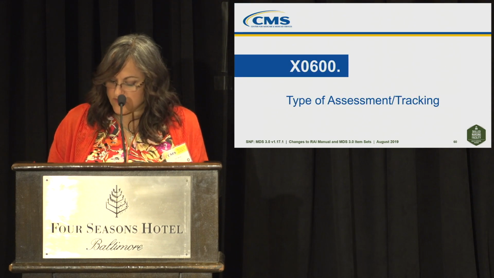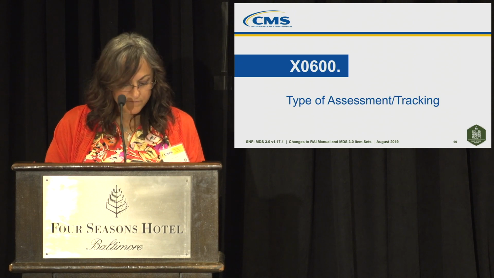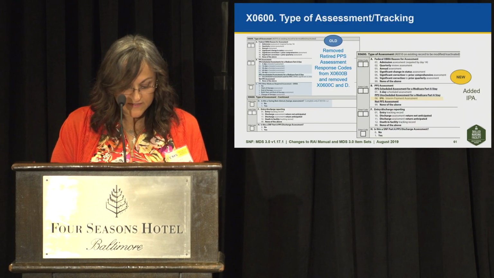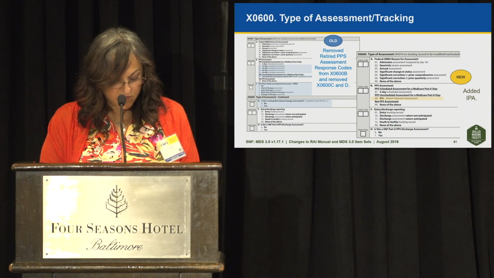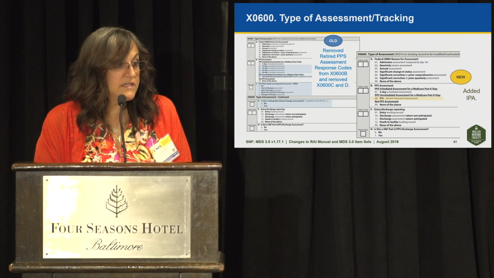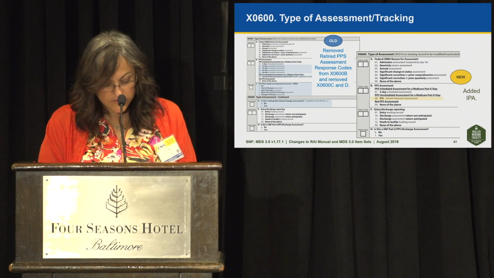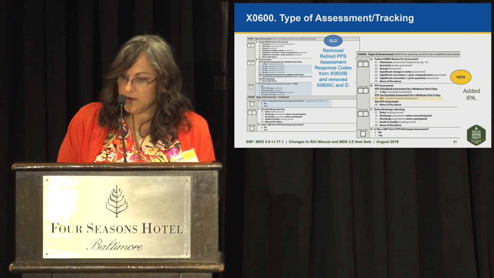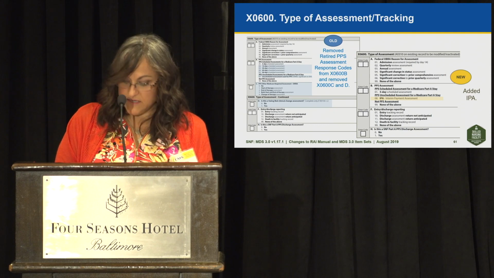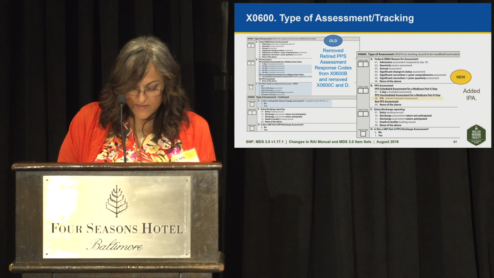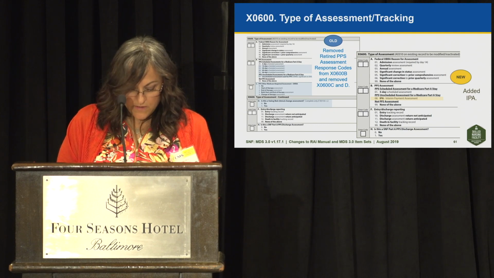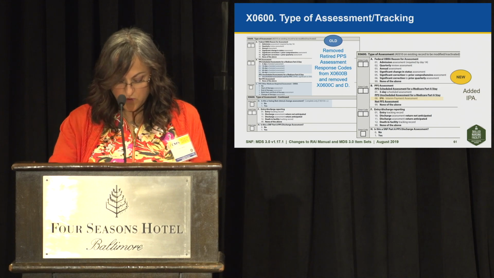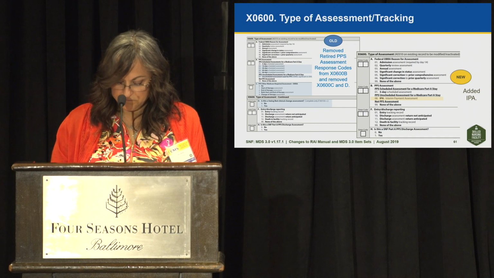Item X0600, type of assessment and tracking, which is the match to A0310, type of assessment on the existing record to be modified or inactivated. As you can see here, the retired PPS assessment response codes have been removed from X0600B and X0600C and D, and the IPA was added. The corresponding instructions, of course, related to the removal of these items were also removed from the manual.